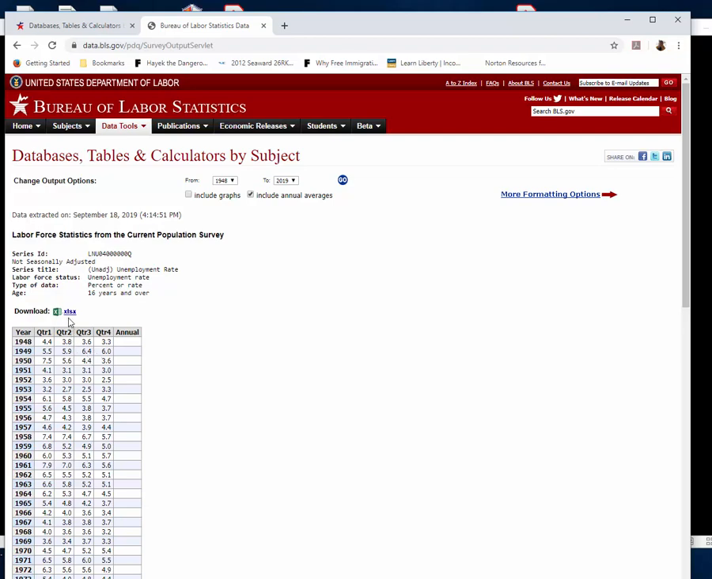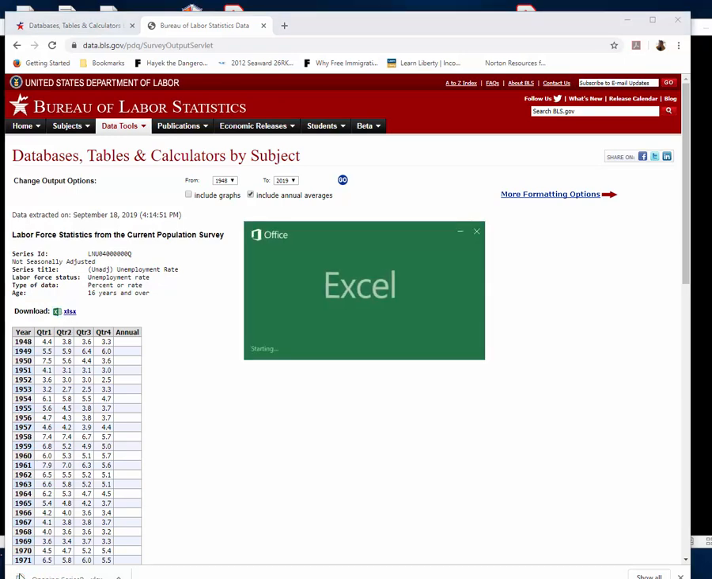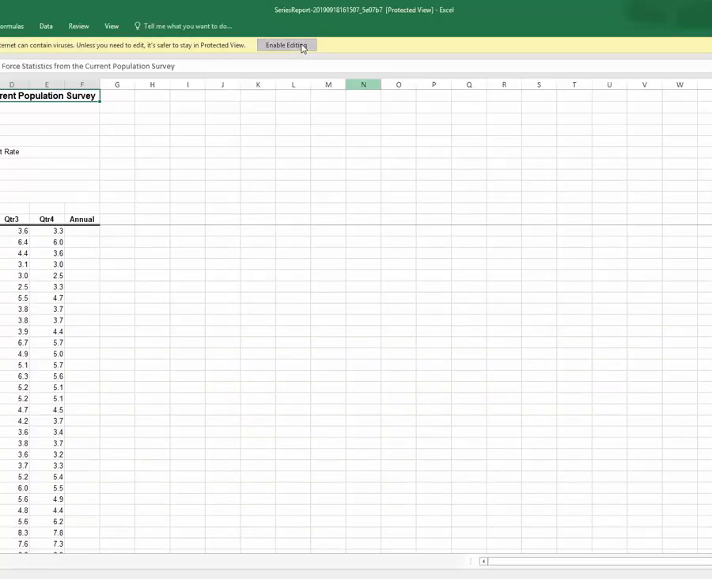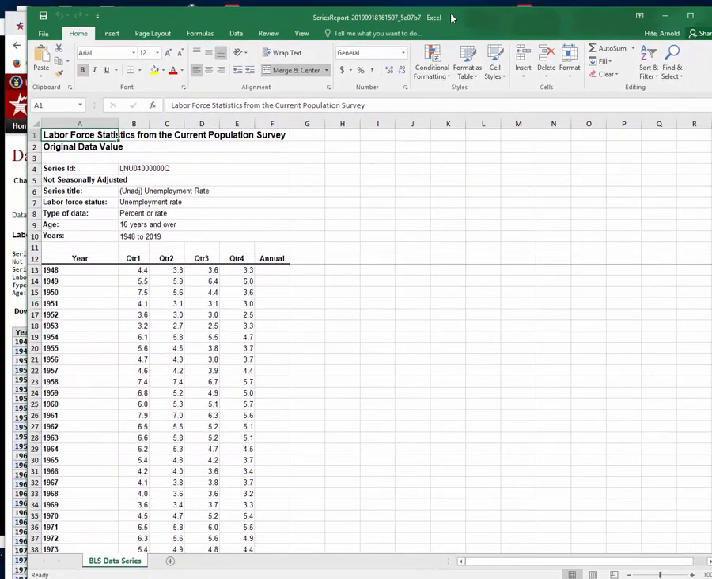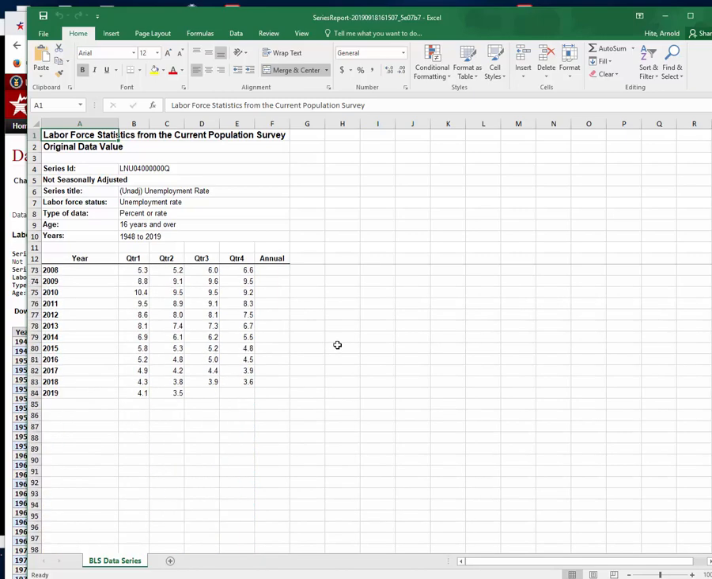And then I can get this thing into Excel. It's downloading. Here it is. So can you see this? Let me make it a little smaller, maybe you can see it. This is the unemployment rate by quarter from 1948 to 2019. Right now the unemployment rate's about 3.5%.